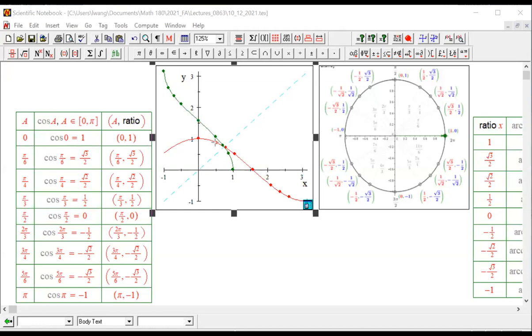So now we look at the red curve, everybody. The red curve, this point, let me use the arrow. This point is 0, 1. Pi over 6, root 3 over 2 is this guy. This guy is over here, and that guy is over there. Is that clearer? Yes.